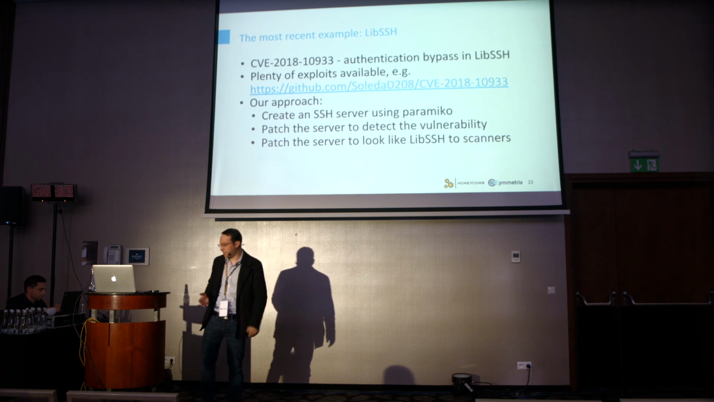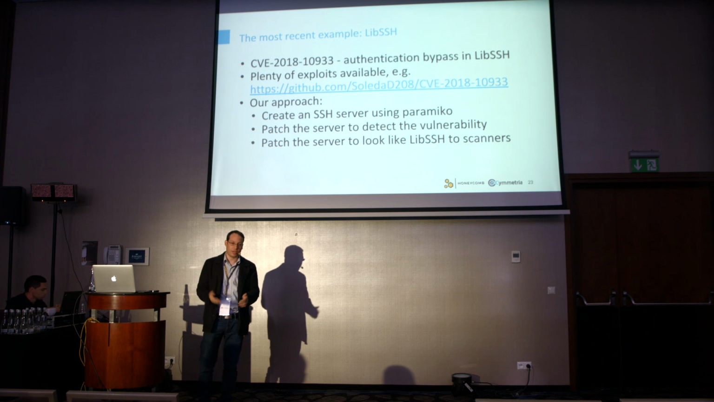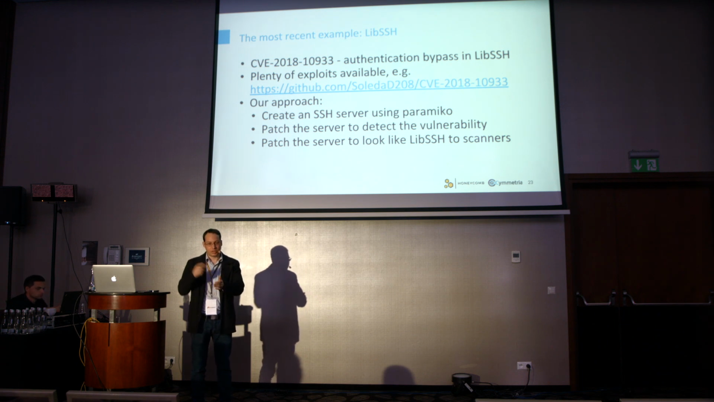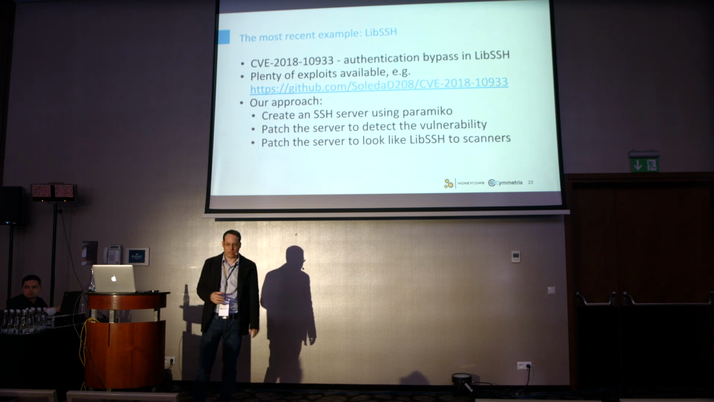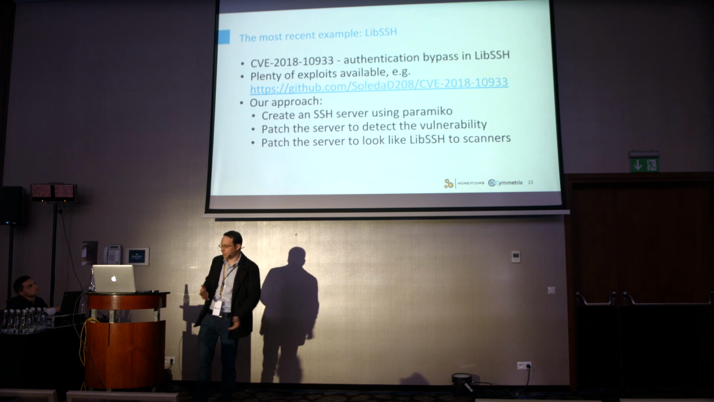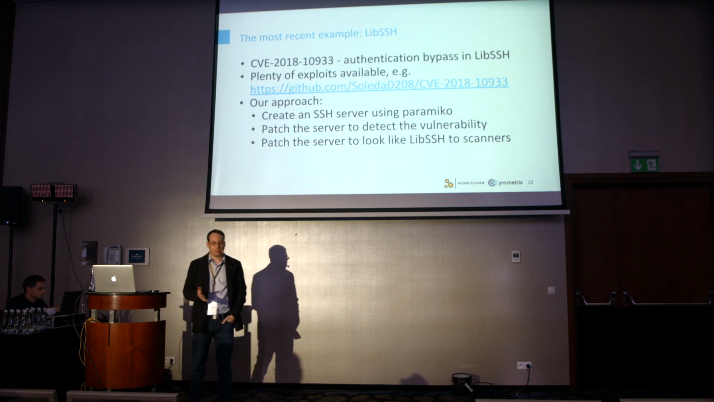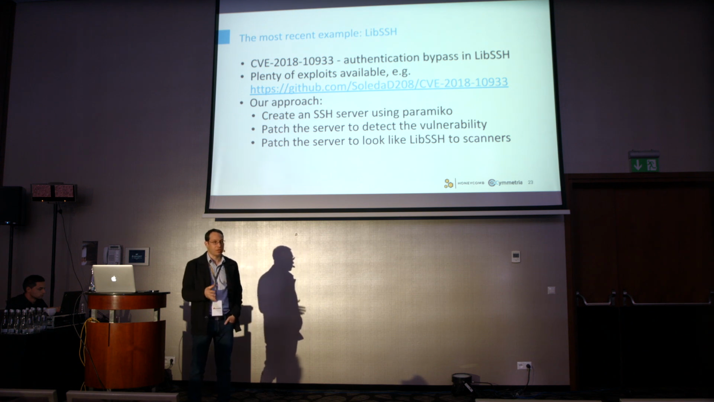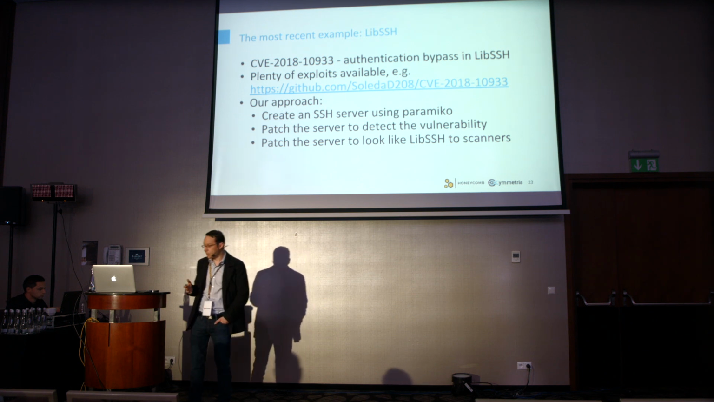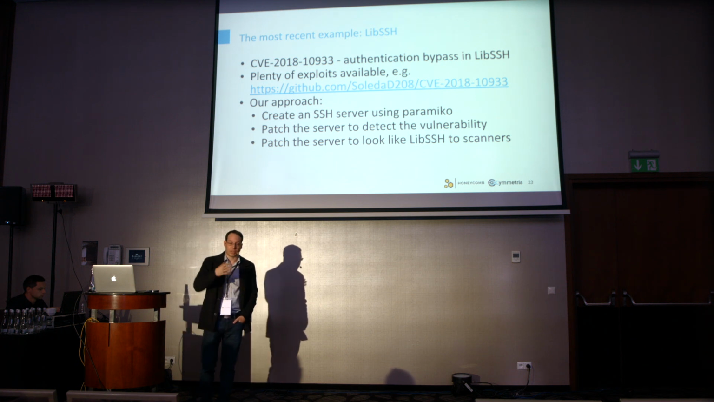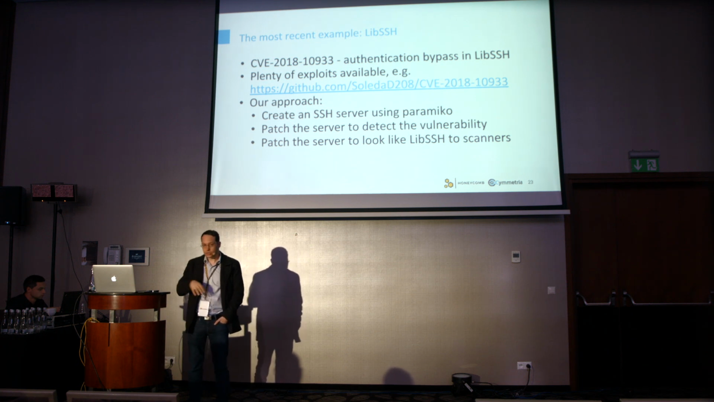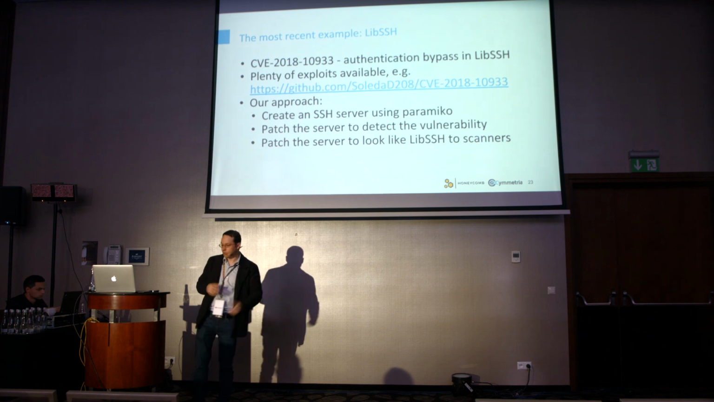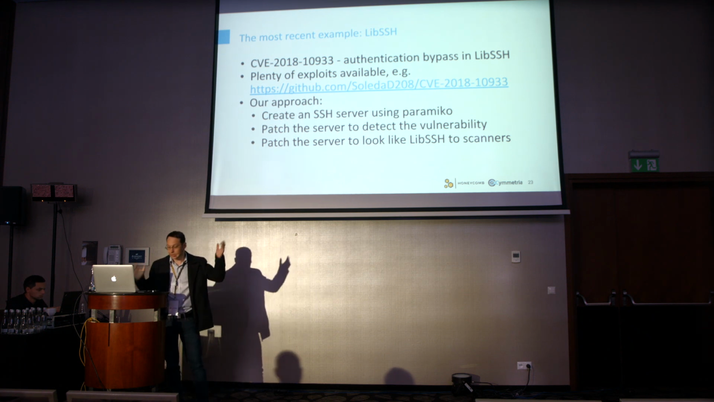So it's pretty silly, but it works effectively in essentially any server using libssh from that version, and you can test with the exploit, and you send authentication successful in the right way, you can get inside. So let's write a honeypot for that. The approach: let's create an SSH server using Paramiko, which is a Python library for SSH. We will patch the server to detect the vulnerability, and also patch the server to look like libssh for vulnerability scanners, or general scanners.